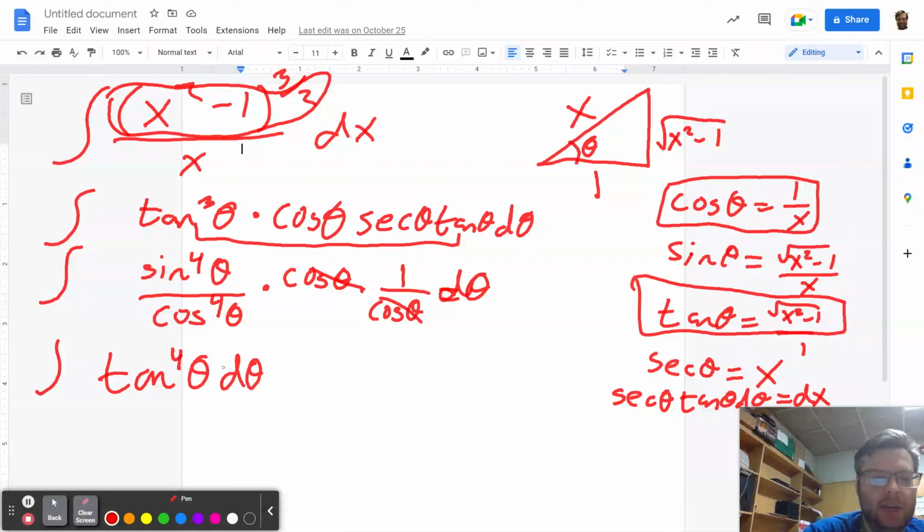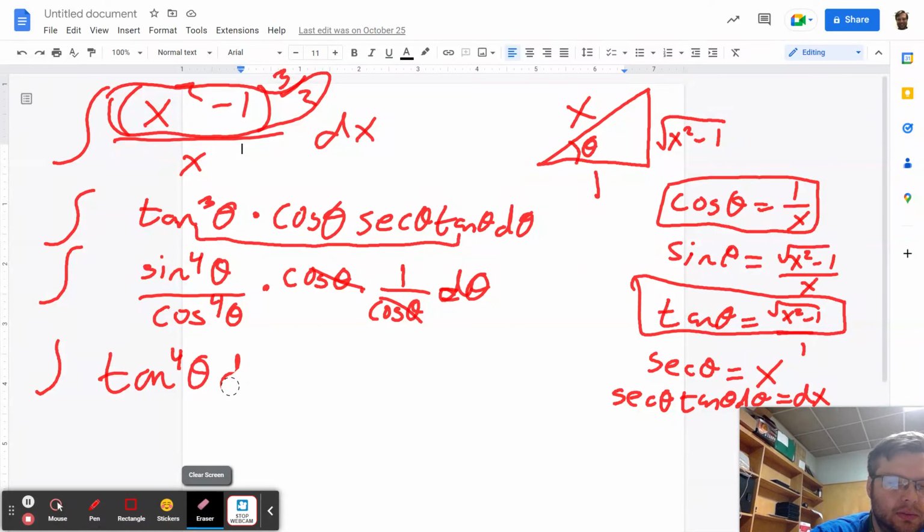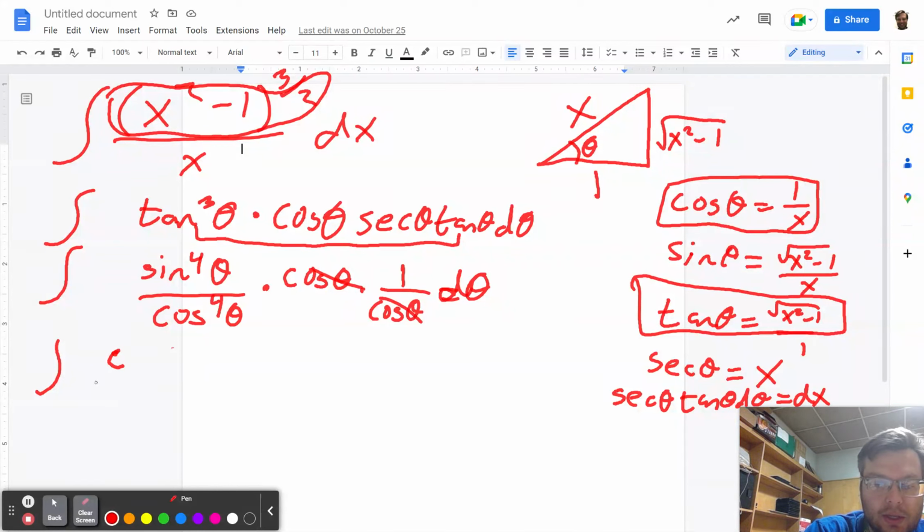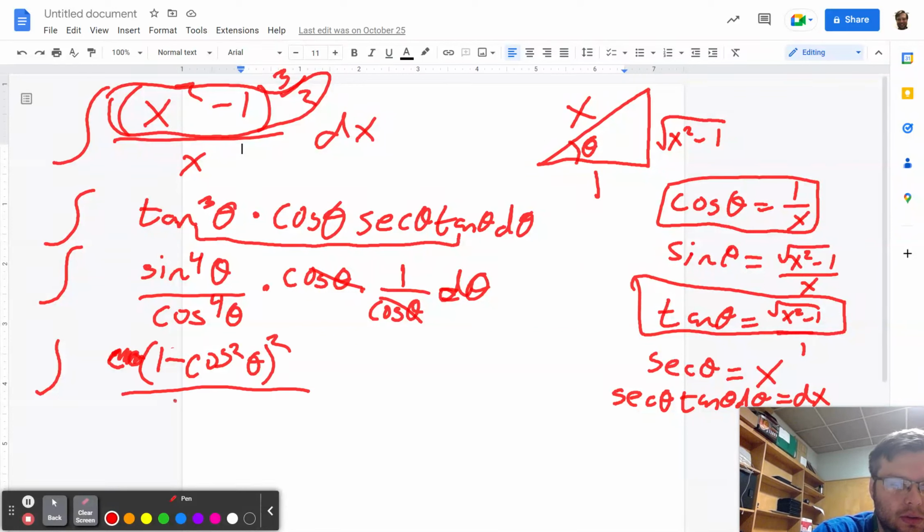Okay, so when I have sine over cosine, I think I'm going to keep it in terms of sine and cosine. I'm changing my mind as I'm going through this video. When I have sine to the fourth, I can rewrite that, because sine squared plus cosine squared equals 1, so I could say that that's equal to, this is sine squared to the second power, and so I can say that it's 1 minus cosine squared theta to the second power over cosine to the fourth theta.